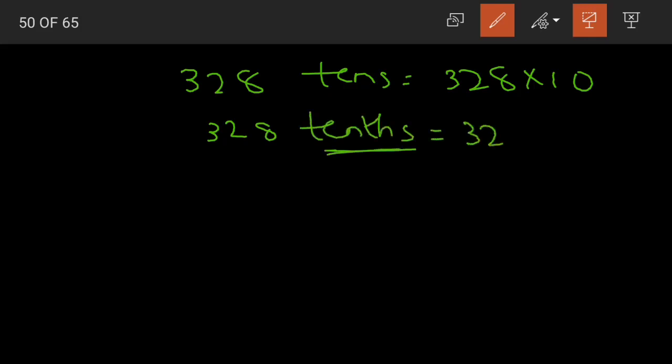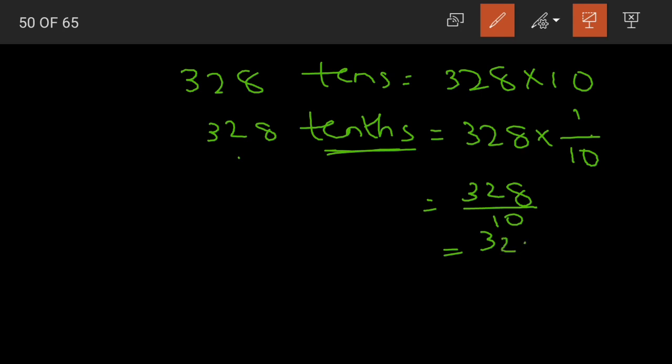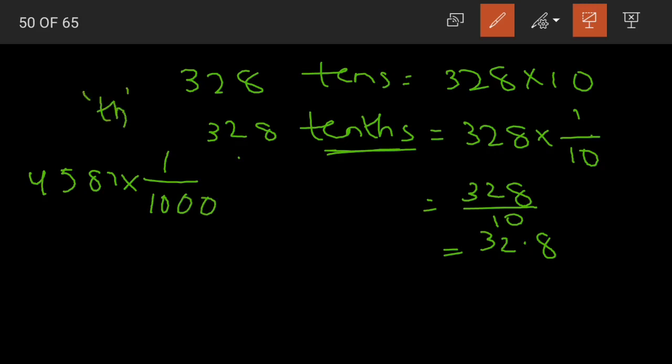Tenths means our 1 by 10, children. The 1 by 10 is the place value that we get for the first decimal place to the right side of the decimal point. Yes, so when we multiply these two, we'll have 328 divided by 10. It is nothing but 32.8. In the same way, what was the other number? 4587 thousandths with a TH.